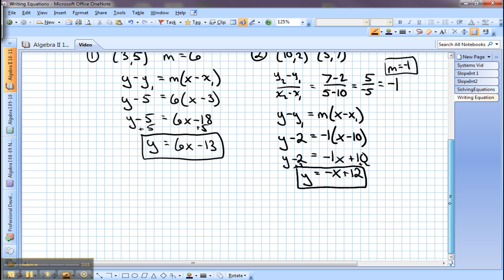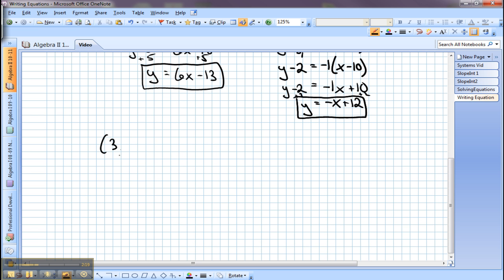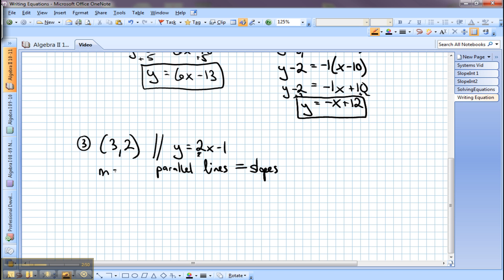If we were given an ordered pair and a line that we were parallel to, again, we have to find the slope before we can go into point-slope form. What's important to remember is parallel lines have equal slopes. In this example, the line that we're parallel to has a slope of 2. Since parallel lines have slopes that are equal, we will also have a slope of 2.